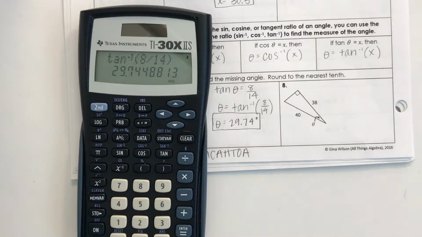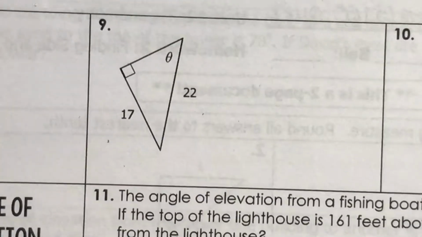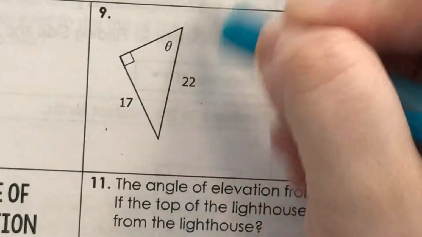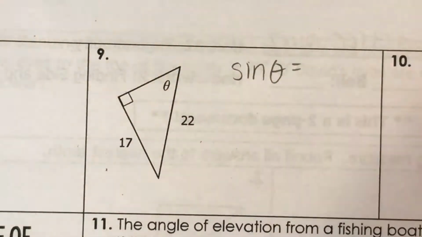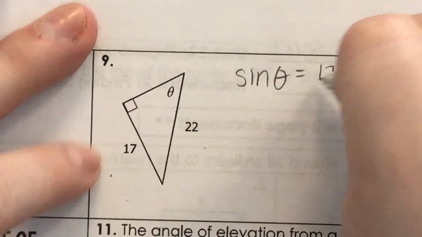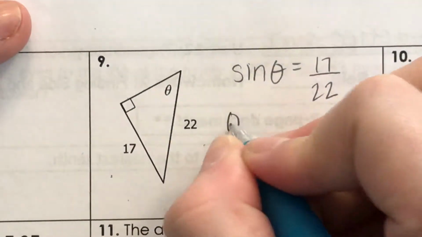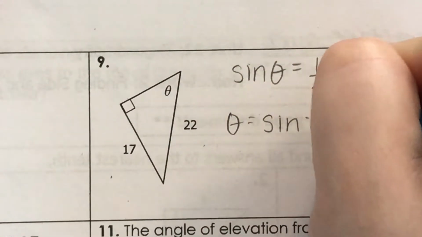All right. Let's flip it over and do number 9. That's on the other side. Okay, and we'll do the evens in class just like we always do. So number 9, they want theta. They give us the opposite side and the hypotenuse, so we're going to use sine. So sine of theta equals opposite over hypotenuse. So to find theta, we're going to go theta equals sine inverse of 17 over 22.